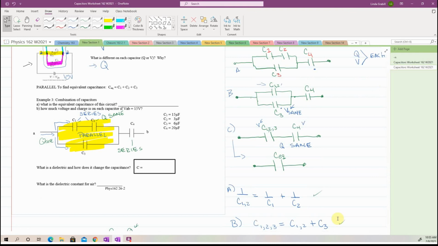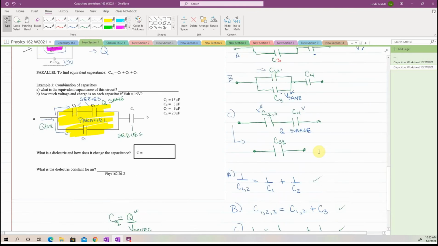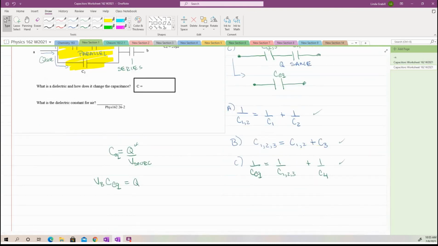Let's see. I'm trying to decide if putting numbers in here is helpful. And I think I will. I'm going to pause it and write the numbers in to make it clear so you can see. And then we'll go ahead and figure out what the equivalent capacitance is. What I want you to do is to pause this video and solve for it yourself too.